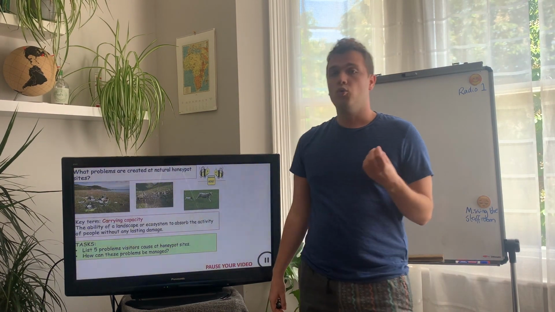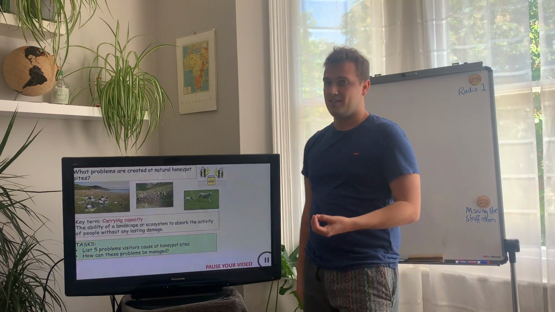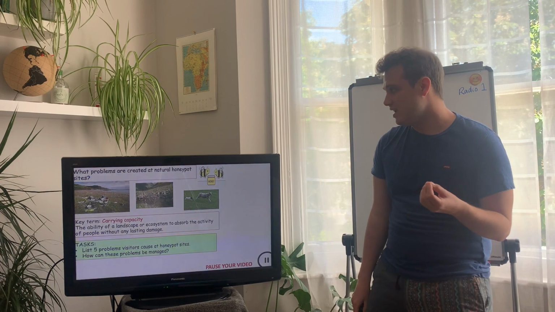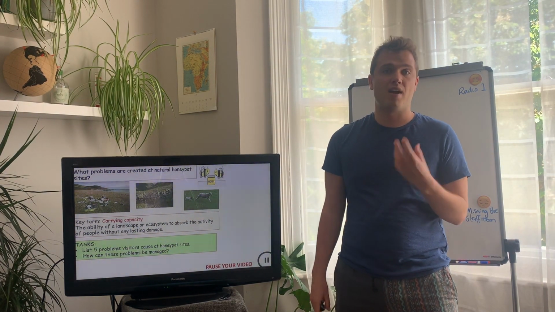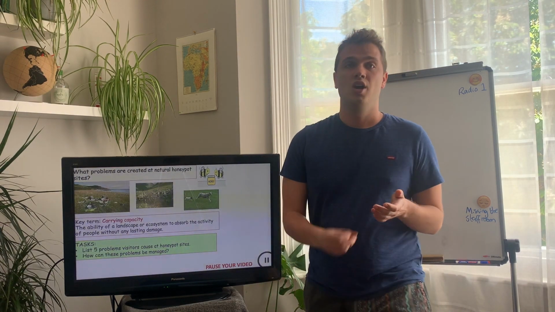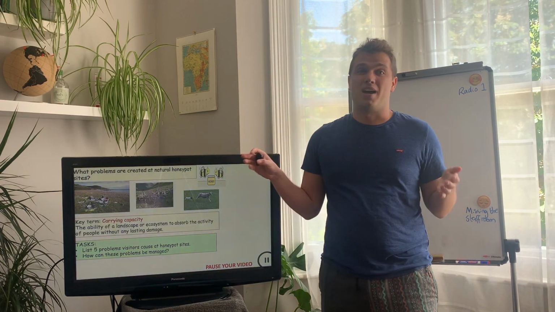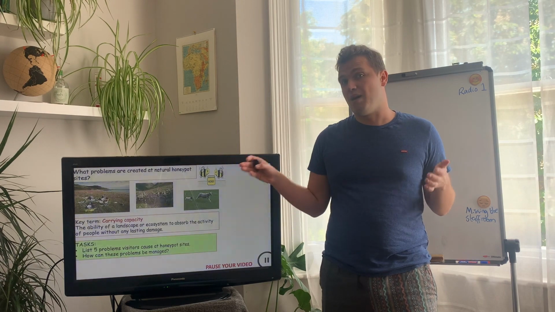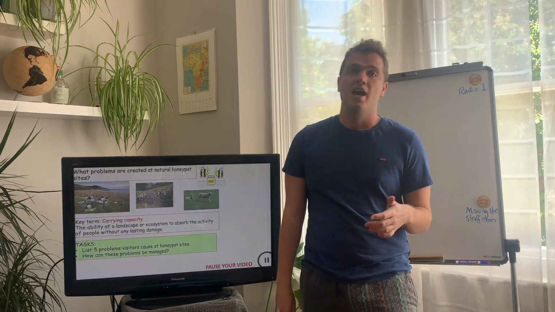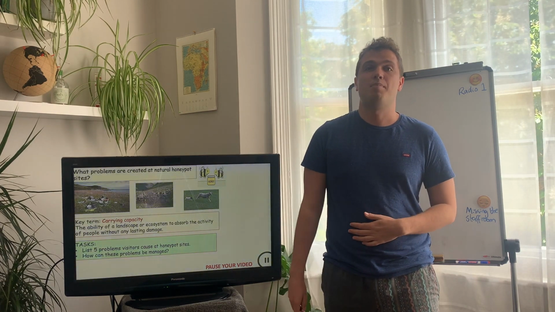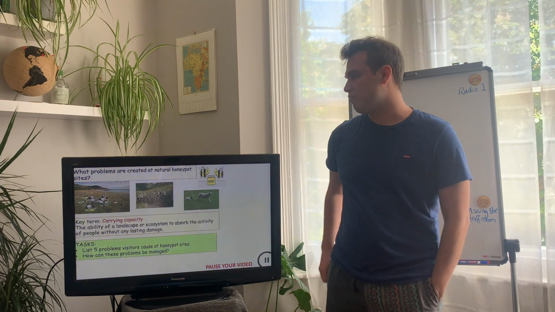What we call this is the carrying capacity. The carrying capacity is the ability of a place to absorb the activity of people without there being any lasting damage. So the greater the carrying capacity, the higher the chances are of that place not looking damaged. But if somewhere's got quite a low carrying capacity, it's not going to take many visitors for that place to look a little bit naff and a little bit run down.